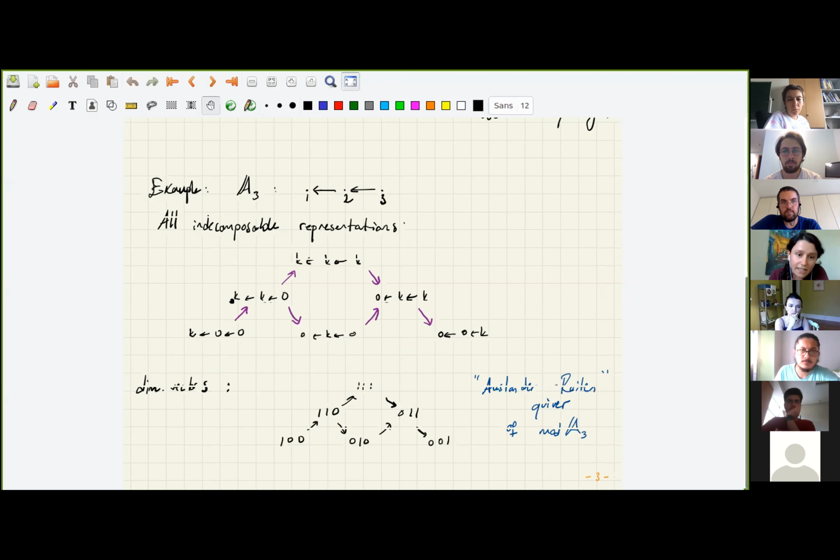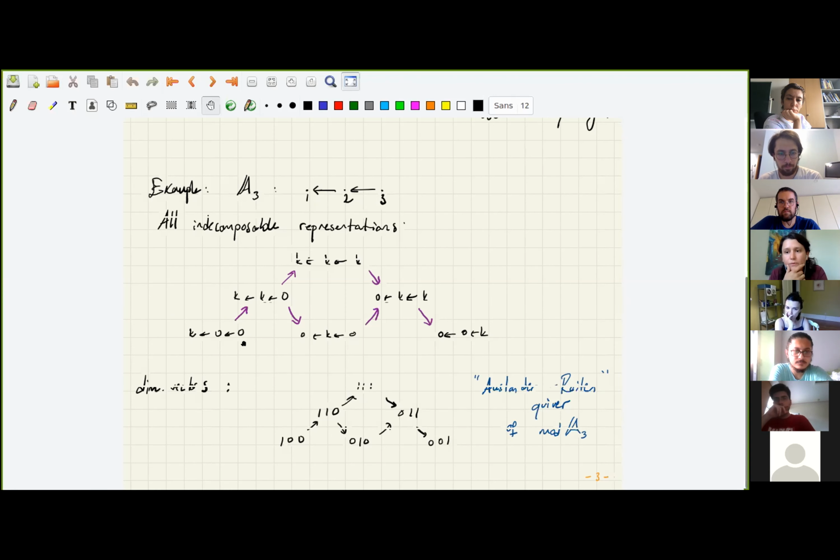This is also another indecomposable representation. I can put a one-dimensional vector space here, a one-dimensional vector space here, identity between them, and then 0 here, and linear map 0 here. So this is, again, another representation. So here it's easy to list all indecomposables. There are 6 of them.